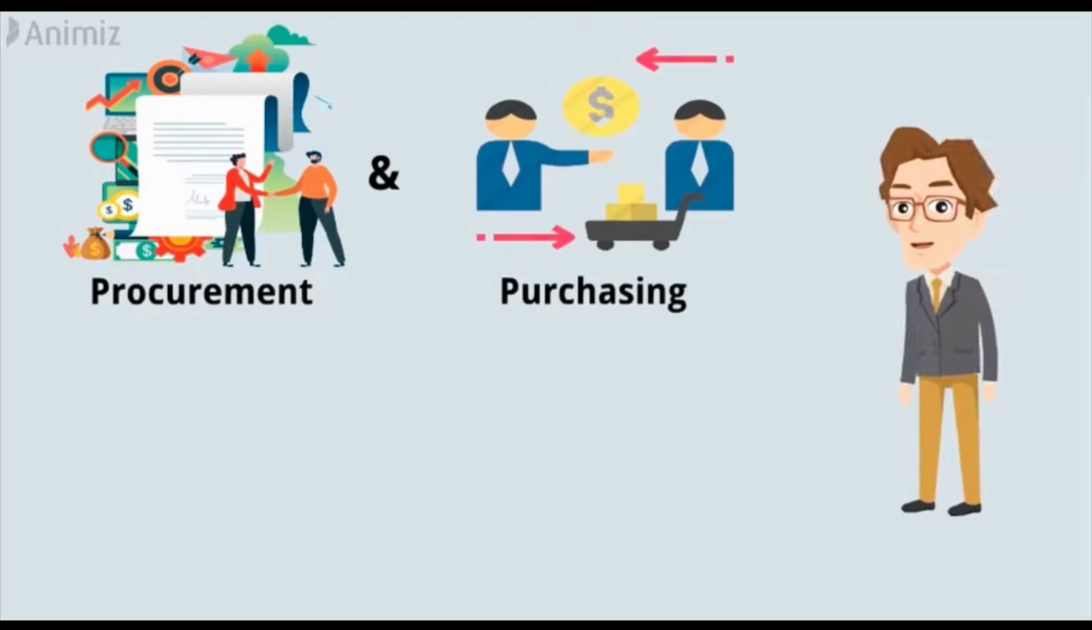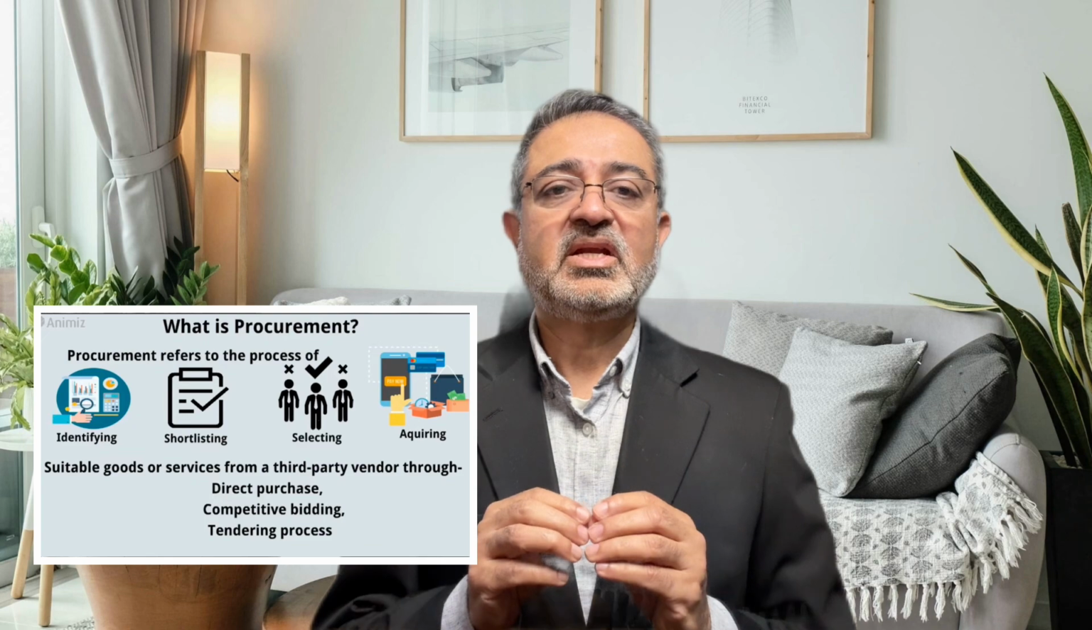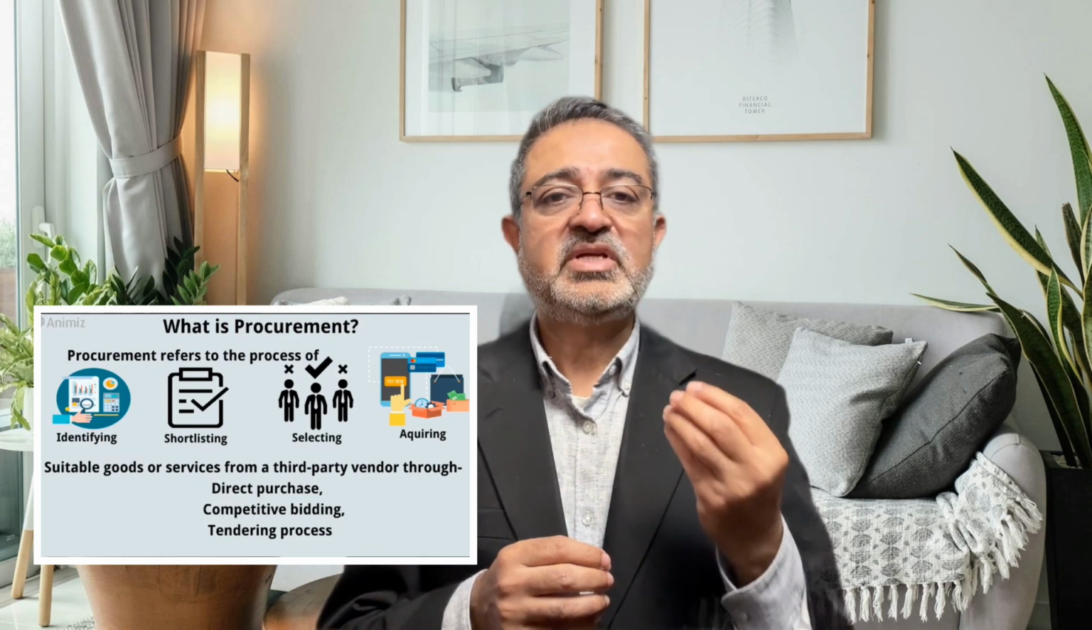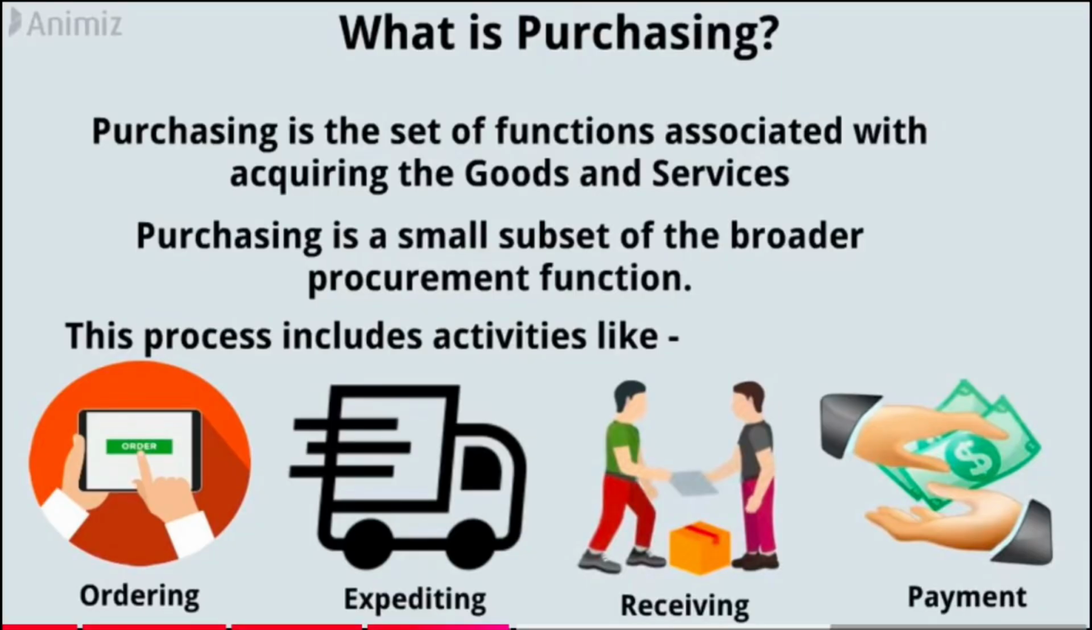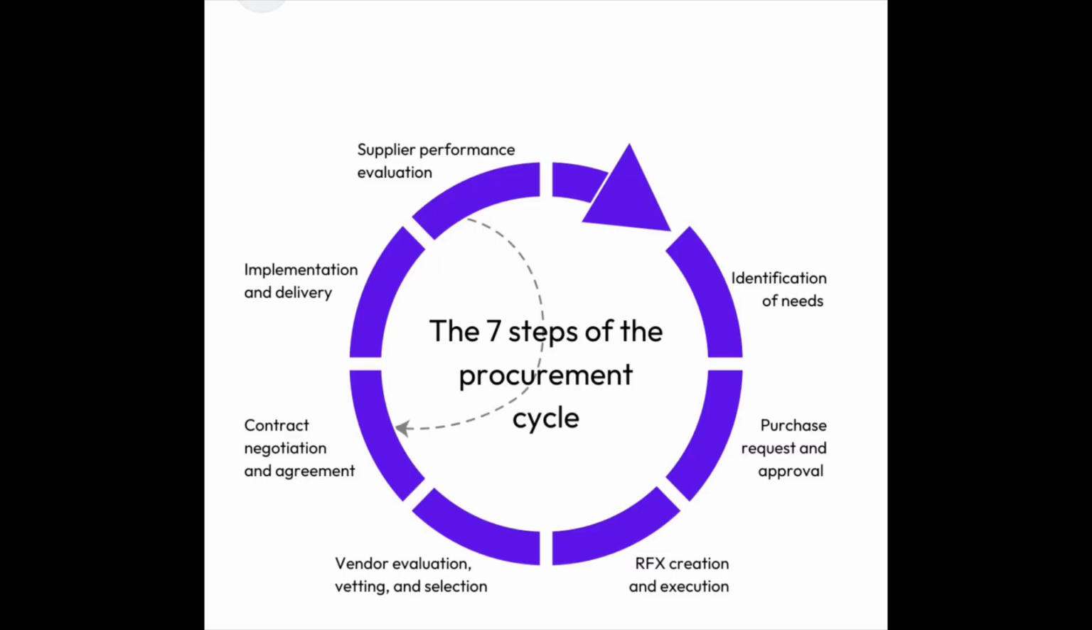Let us discuss some of the key concepts in procurement. Number one is the difference between procurement and purchasing. Procurement is a strategic process that includes sourcing, negotiating, and managing suppliers. Purchasing, on the other hand, is a subset of procurement that focuses on the transactional aspects such as ordering and payment. Moving on, let us discuss what is a procurement cycle, which is also called a procure to pay process.